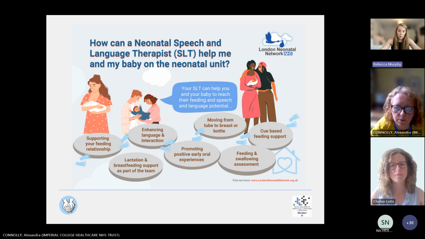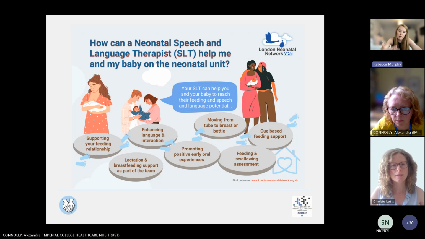Another area that we support with is lactation and breastfeeding. Many speech and language therapists are now becoming dual qualified IBCLC lactation consultants. This means that we can support the parents and the babies in latching and positioning the baby at the breast. When we're able to do that, we set ourselves up for a much smoother assessment of the baby's feeding and swallowing.